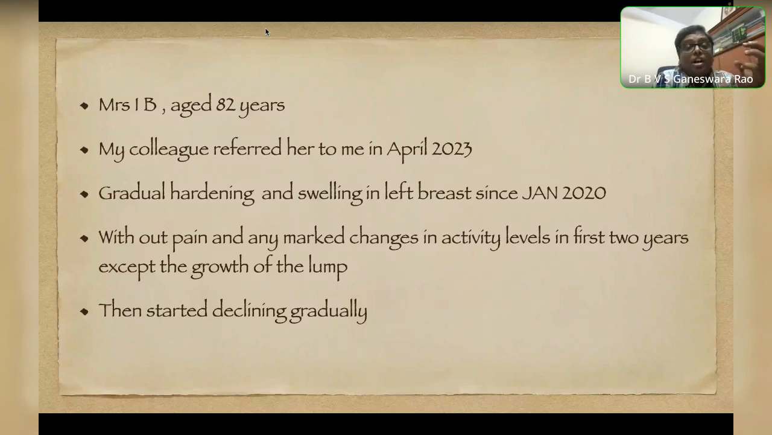There has been a gradual hardening and swelling in the left breast since January 2020. There was no pain or any marked change in activity levels in the first 2 years, except the growth of the lump only. So gradually she started declining.